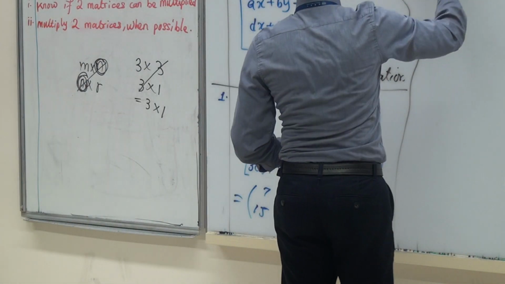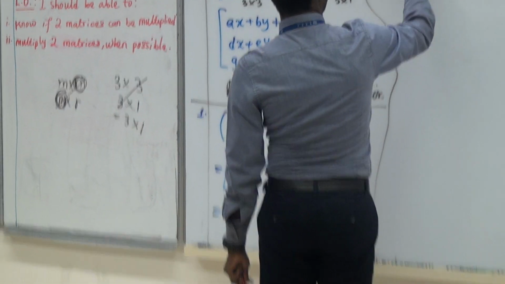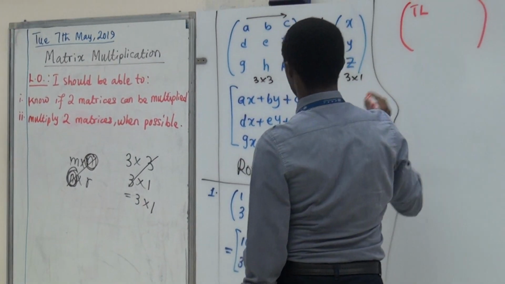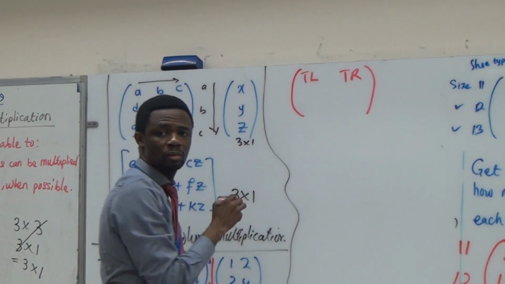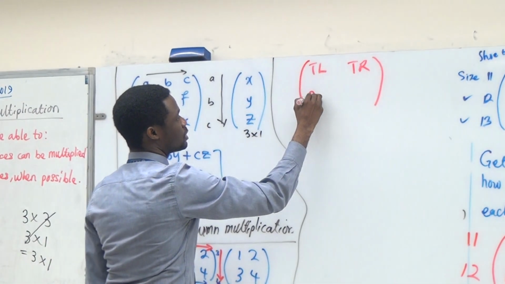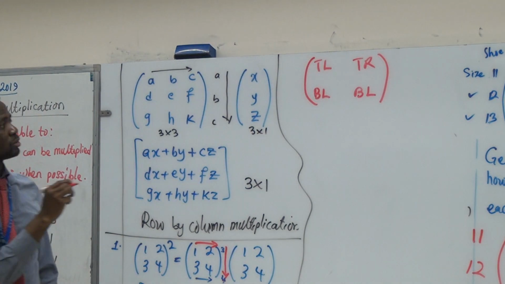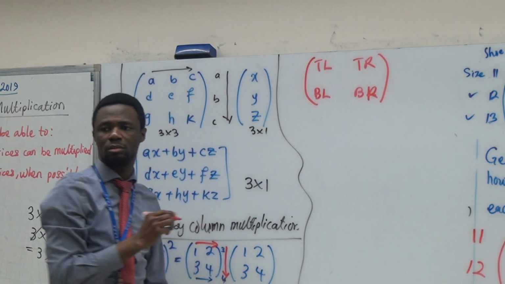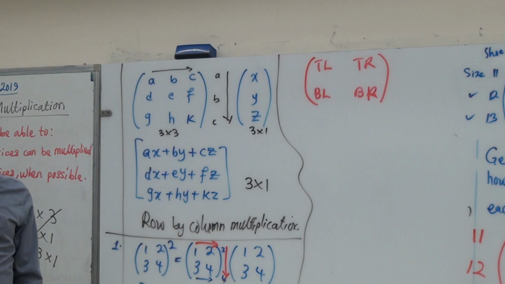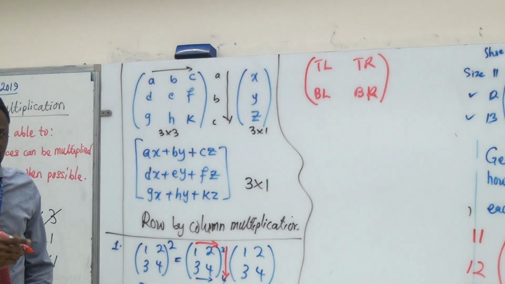There are 4 positions in the matrix, right? This is top left. This is top right. This is bottom left. And this is bottom right. Oh, right. Okay. Sometimes the brain is like that. You're saying something, the brain is writing something. Okay.